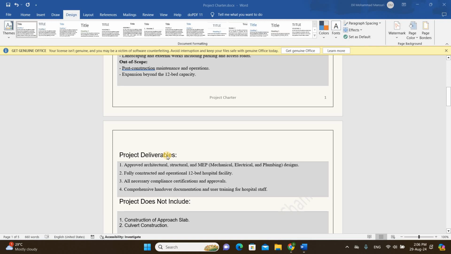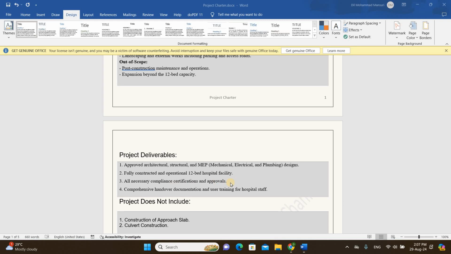Then project deliverables. What is a major milestone or deliverable? We have divided the project into managerial tasks, not only major deliverables. So: approved architectural, structural, and electrical and plumbing design. First of all, we will get the working drawings of all categories: architectural, structural, and MEP. Then we have to fully construct and operate the 12-bed hospital building. We have to construct the hospital and it should be operational.